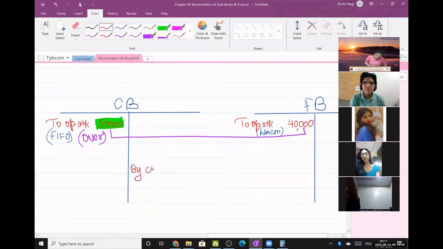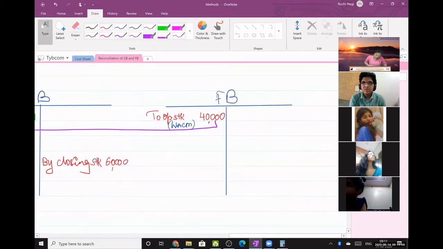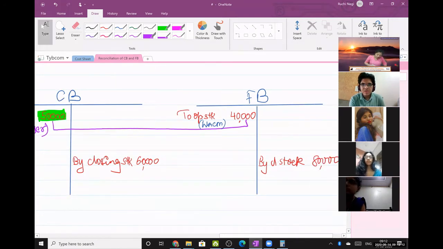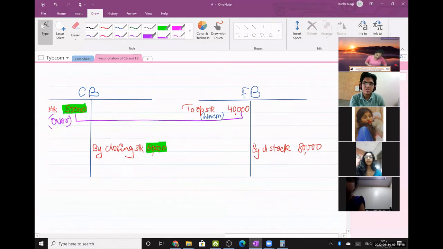Okay, next इसका उल्टा लिख देंगे हम opening stock. Opening closing stock, sorry, closing stock. तो closing stock किधर आता है? Credit side. So closing stock, say my answer is 60,000. FIFO और finance books में credit side closing stock. Say my answer here is 80. Okay, so keep this as the base. This should be the base. And now compare.